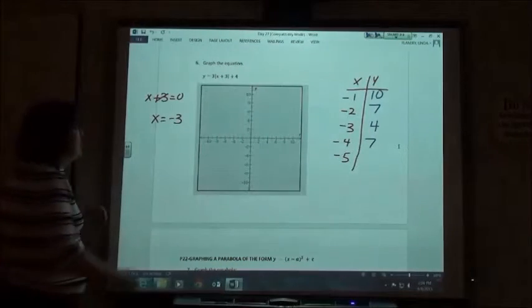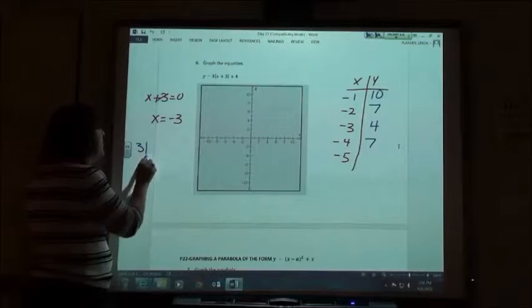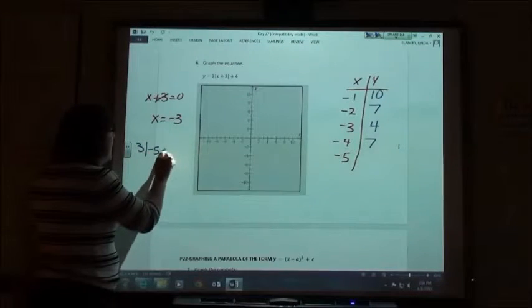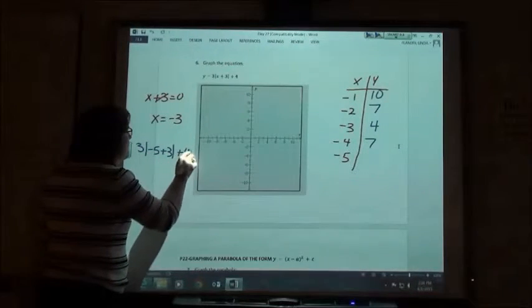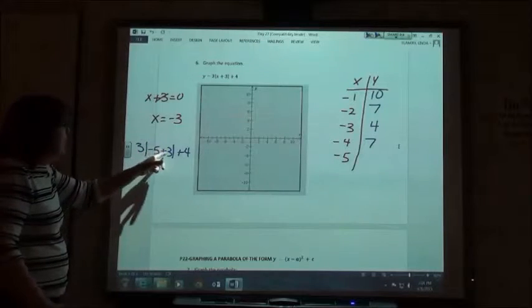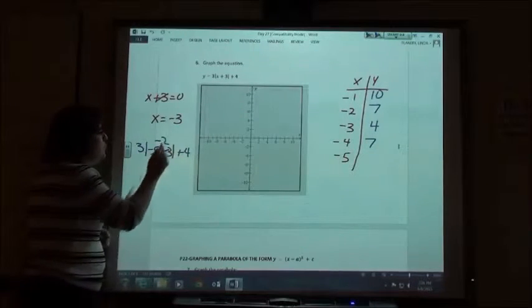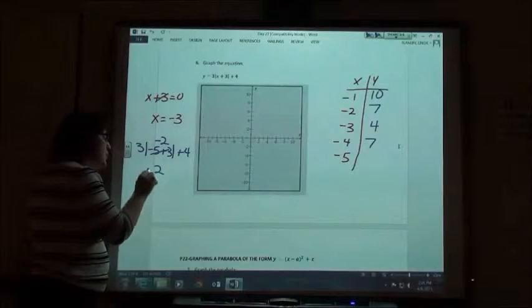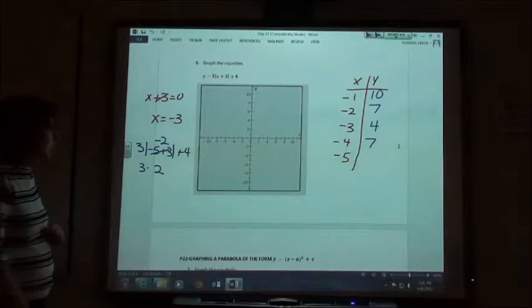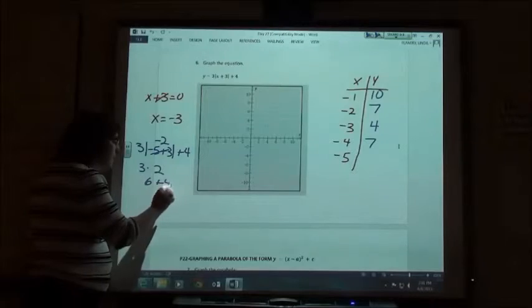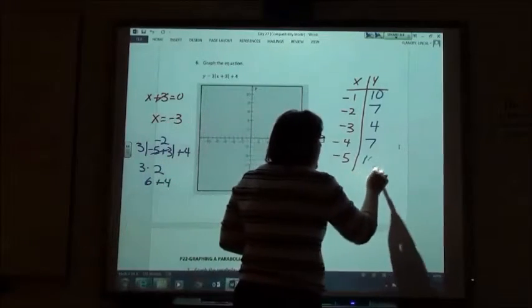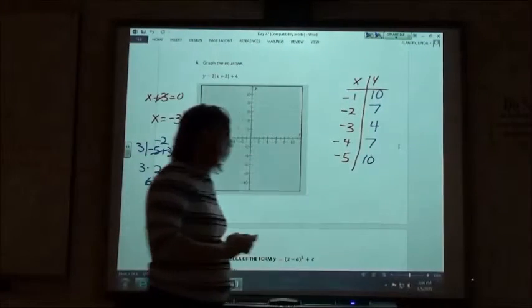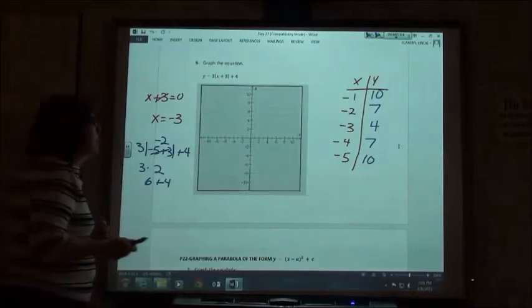We are going to put negative 5 in for x, so 3 times the absolute value of negative 5 plus 3, plus 4. Negative 5 plus 3 is negative 2. The absolute value of a negative 2 becomes positive 2. 2 times the 3 in front is 6. 6 plus 4 is 10. Those two numbers match up like they should, so I can plot my points.